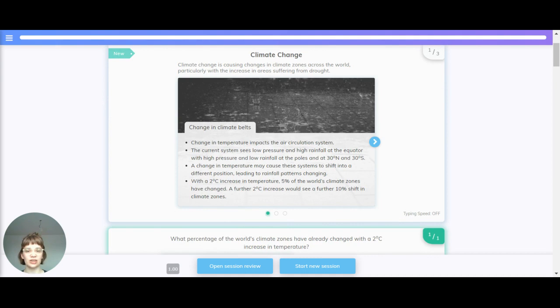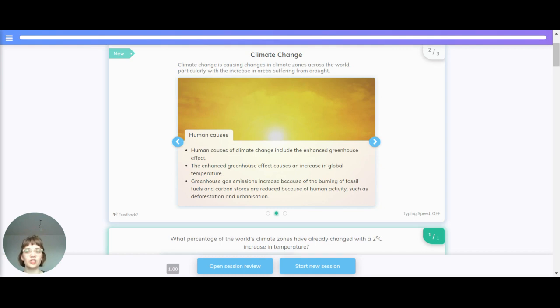The current system sees low pressure and high rainfall at the equator, with high pressure and low rainfall at the poles and at 30 degrees north and south. A change in temperature may cause these systems to shift to a different position, leading to rainfall patterns changing. With a 2 degrees C increase in temperature, 5% of the world's climate zones have changed. A further 2 degrees C increase would see a further 10% shift in climate zones.